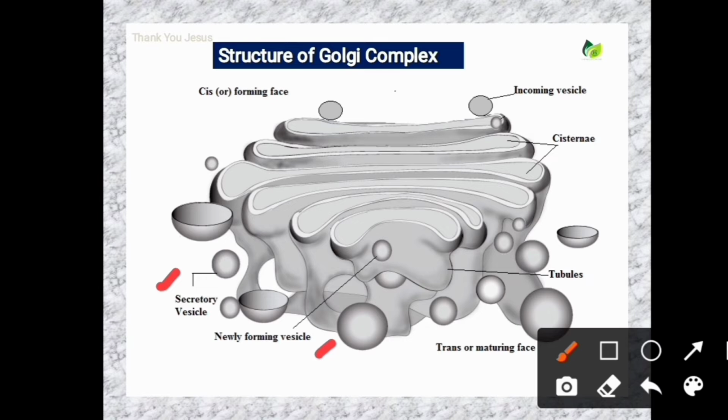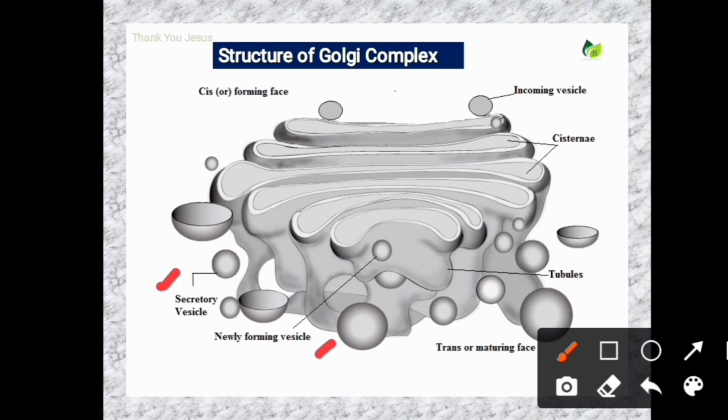See the picture. Thus the cisternae are continuously receiving lamellae on the forming phase and losing membranes on the maturing phase through the formation of secretory vesicles. The forming phase is nothing but the cis phase, and the maturing phase is nothing but the trans phase. So they are continuously working.